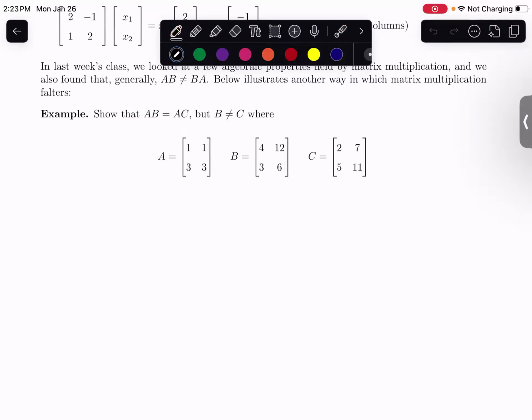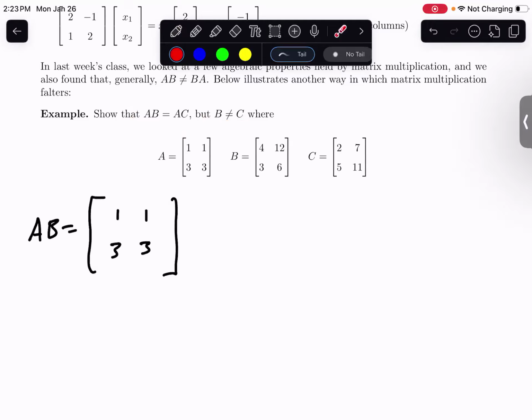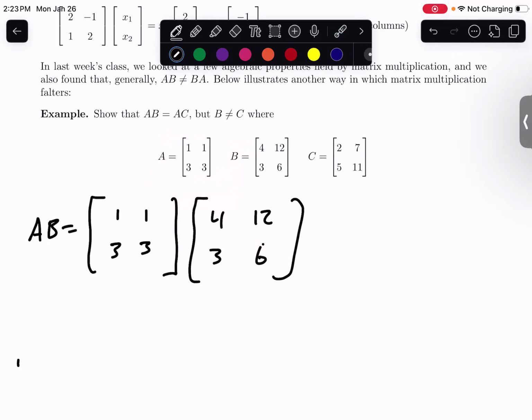But that's not going to be the case. So if I were to multiply these matrices, it almost feels like a non sequitur, because I was talking about elimination and now I'm doing matrix multiplication, but I don't know, it's all part of the plan. So A is this matrix here, and B is 4, 12, 3, 6. And then you do the same thing with A and C. So you do A times C. A stays the same, and C is 2, 7, 5, 11.